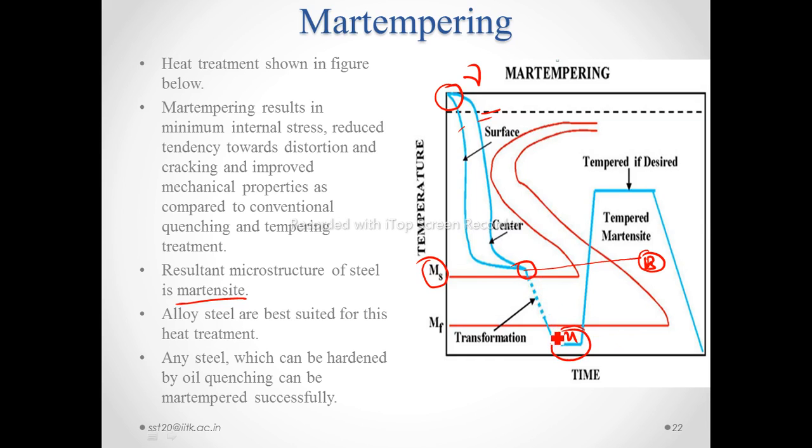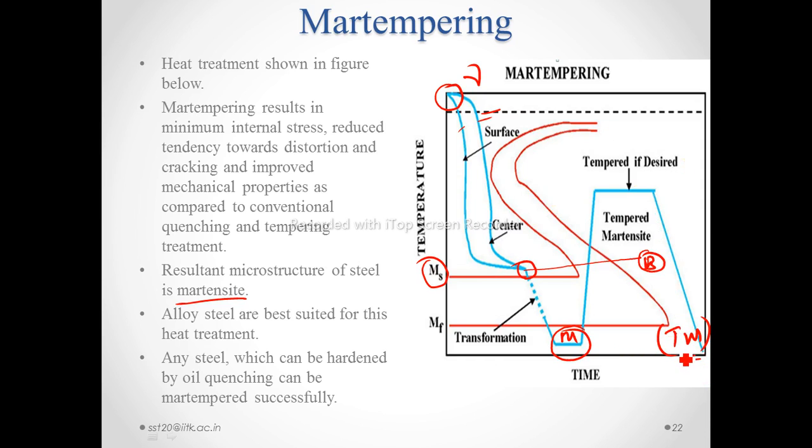So this is a slow cooling rate. That's why we'll get a martensitic structure. Because this martensite is very hard, it will result in inducing internal stresses. To remove these internal stresses, as well as to reduce the hardness a little, we do the tempering process to get the desired mechanical properties. This is a tempered martensite.